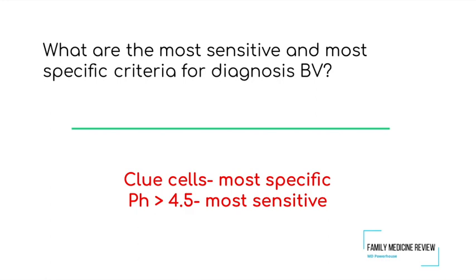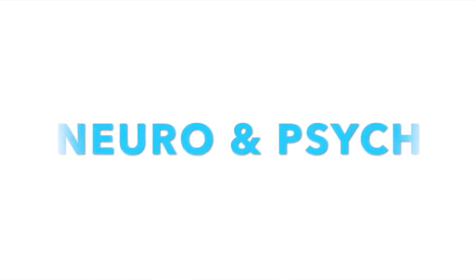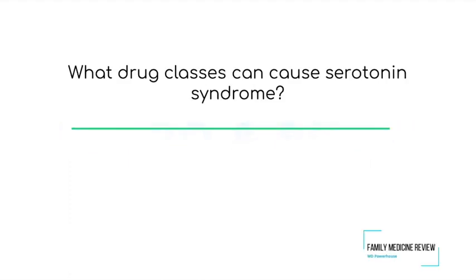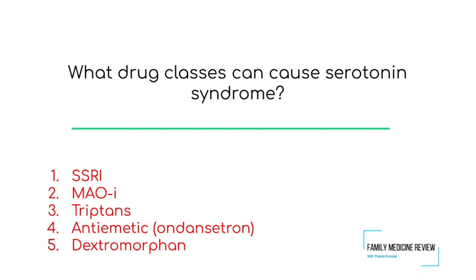Okay, now let's move on to a high-yield review of neurology and psychiatry. What drug classes can cause serotonin syndrome? SSRIs, MAOIs, triptans, antiemetics, specifically ondansetron, and dextromethorphan. You have to know serotonin syndrome inside out, especially the differences and similarities between it and neuroleptic malignant syndrome. It is something that is commonly tested on the shelf and on the USMLE Step 2 CK.